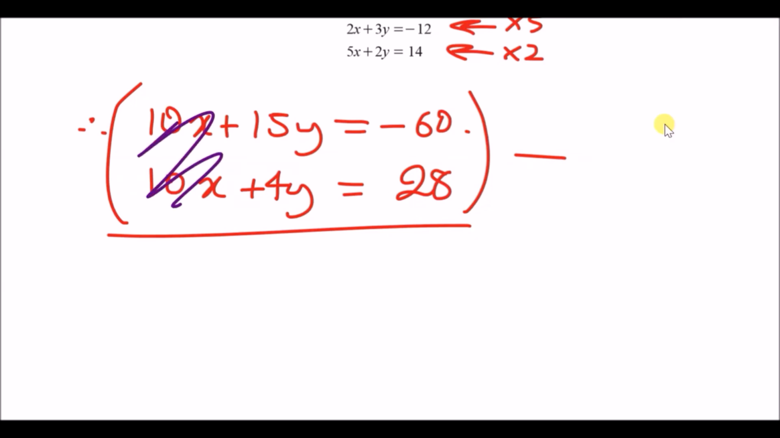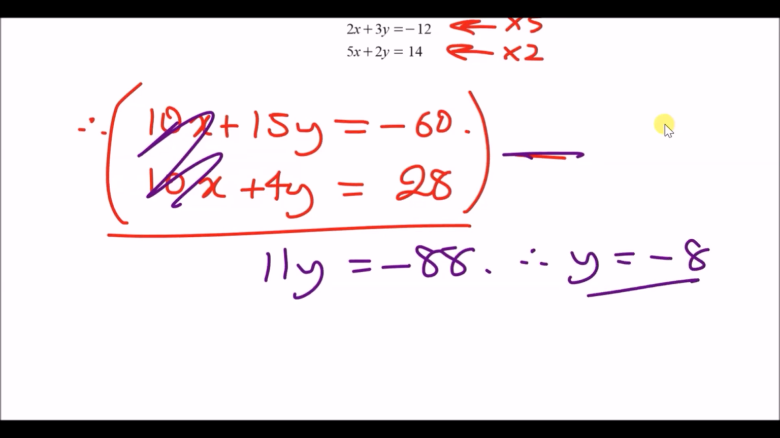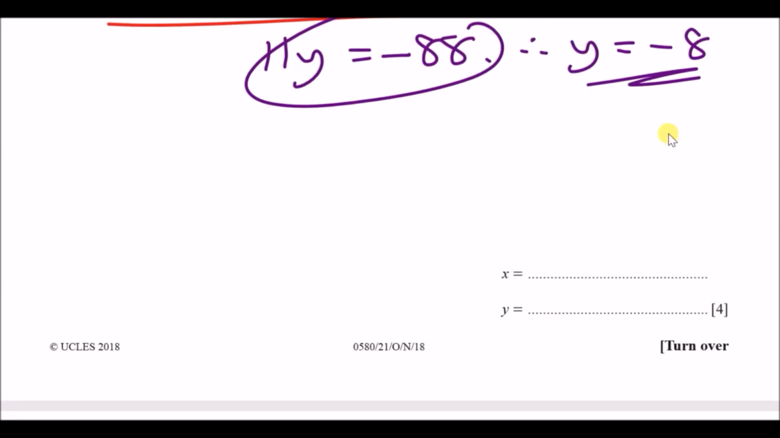And then you're left with 15y take away 4y is 11y. Minus 60 minus 28 is minus 88. And therefore, y equals minus 8, because you've got to divide by 11. Okay, so we found y, which is good, but notice how you've got two unknowns. So you've also got to find x.